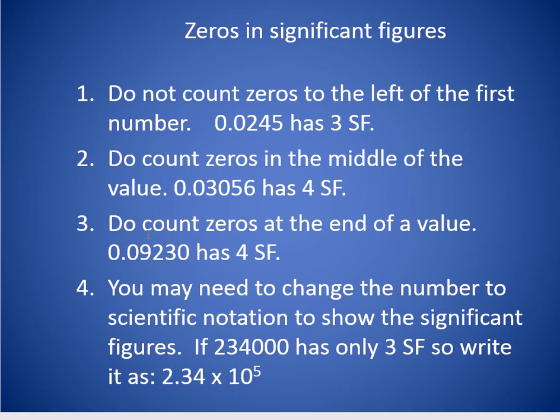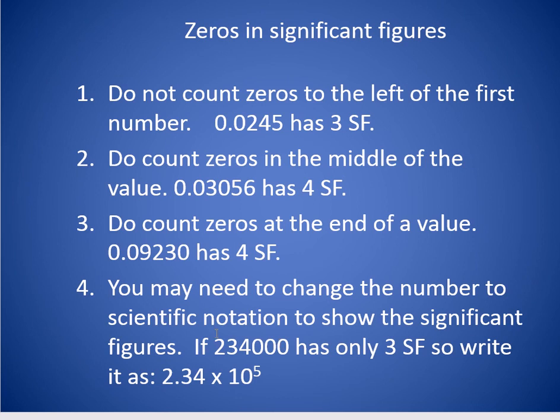All right, do count zeros at the end of a value. So in this case, I'm going to start at my 9, count over the number of places, and there's 4 significant figures. Now, if I couldn't show that, like in number 4 here, if I could not show that there's 3 significant figures with the number the way it's written, you must rewrite it in scientific notation.